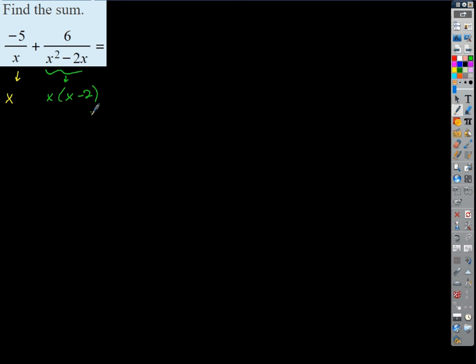Okay, so then what's my list going to be? x times x minus 2, good. Then all I've got to do is get that list on the bottom of each one. So let's take the first fraction. The first fraction looks like negative 5 over x. What do I need to multiply that one by on the top and the bottom? x minus 2, in parentheses. Good. And then the other one is actually already done, isn't it? Correct.